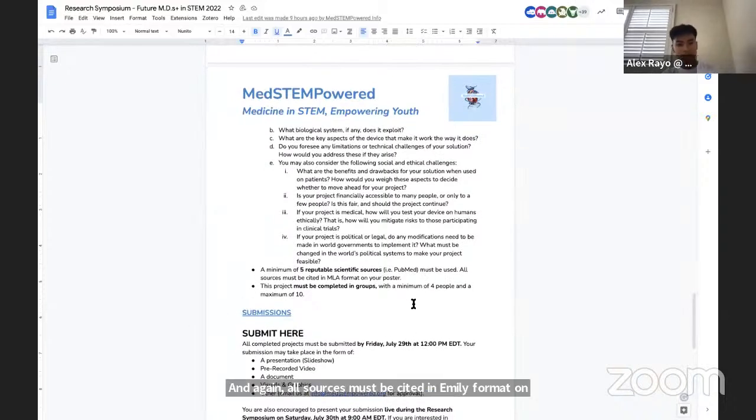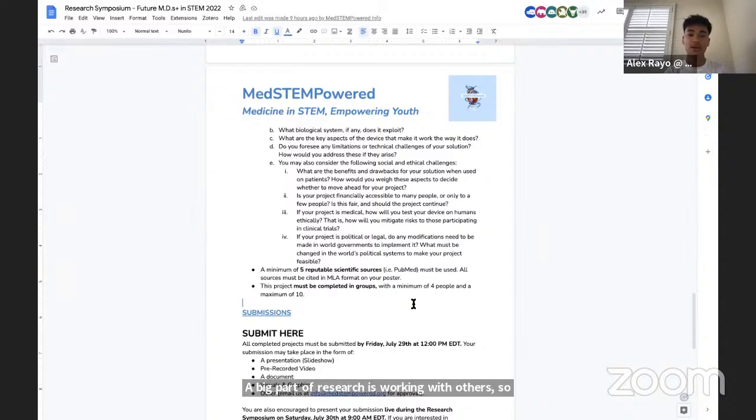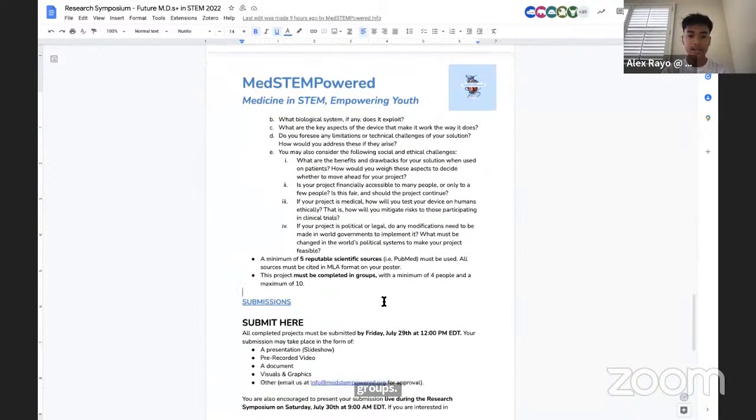And lastly, it says here that this project must be completed in groups. We really do encourage you to work in groups. A big part of research is working with others. So we really do want you guys to think about maybe working in groups, and you guys have Slack and other platforms at your disposal to help form these groups. But again, don't feel pressured. Don't feel like not having a group or not being able to form a group is going to make or break your project. It's really not. But we really do encourage it.